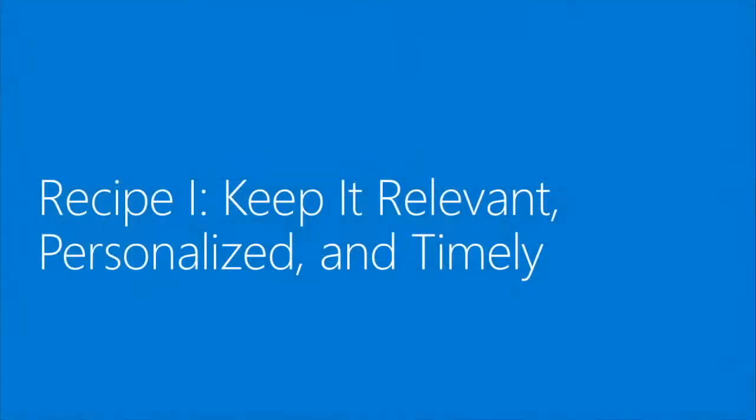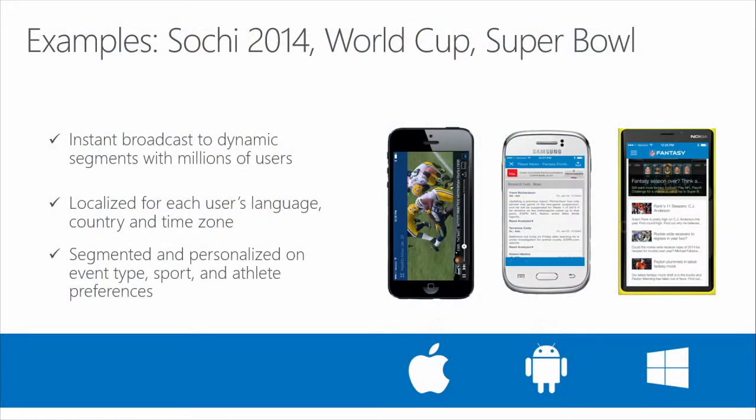Let's start with consumer apps. Most consumer apps have the same problem when it comes to push. You want to keep it relevant, you want to keep it personalized, and you want to deliver it fast when the user expects it and needs it. Azure Notification Hubs was used throughout a number of sports events, including global sports events like the Sochi 2014 Olympic Games or the Soccer World Cup. Many apps use Azure Notification Hubs, even for the Super Bowl.